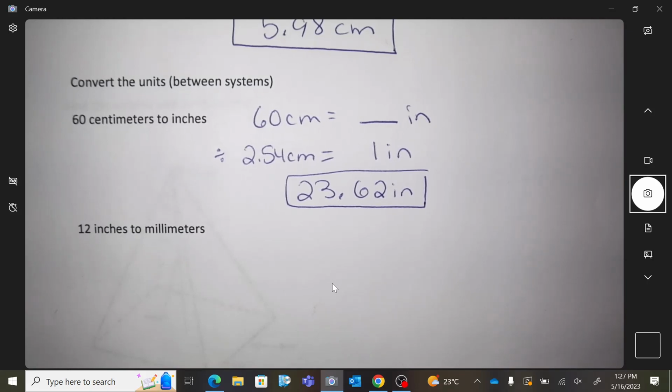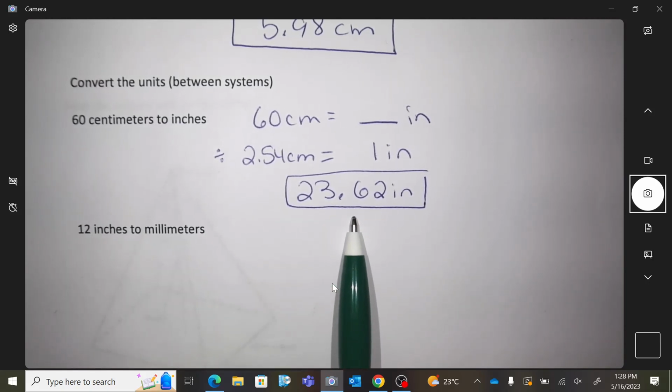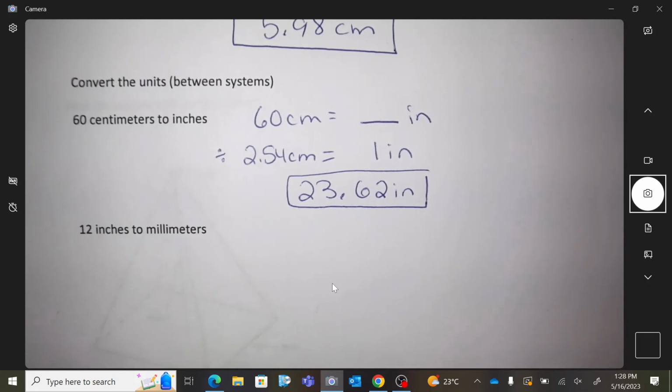So I would say use your real life skills. Estimate. Like, can you visualize 60 centimeters? Okay, well, a ruler is close to 30. These rulers are 30. 12 inches and 30 centimeters are not exactly the same, but they're close. So on those little rulers, 60 would be 2 of these, which would be pretty close to 24 inches, right?